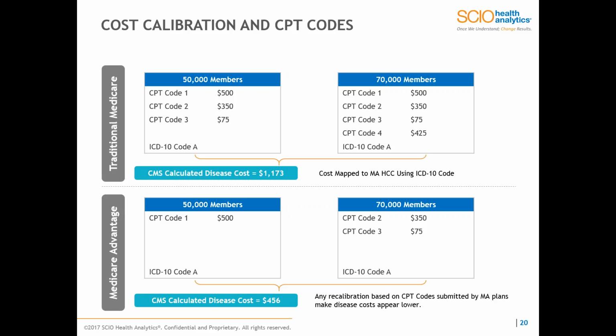On the other hand, you look at Medicare Advantage, and we have 50,000 members, we send one code. We send code 1, it's $500. We have 70,000 members, we send 2 codes, so it's $225. So when they look at calibration based on our perceived cost data, it looks like that disease only costs $456. So get really good at sending those diagnoses in EDPS, and you have a risk score of 1.9. It won't matter much if your calculated base rate is 456 when it should otherwise have been 1,173. This is why CPT is paramount along with diagnosis. So we need to get good at this.